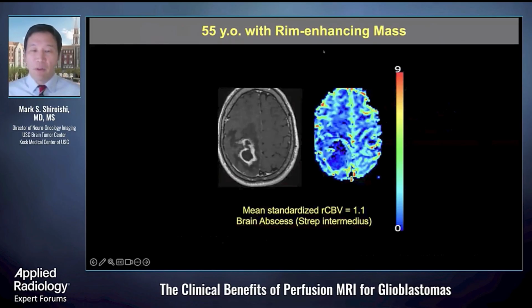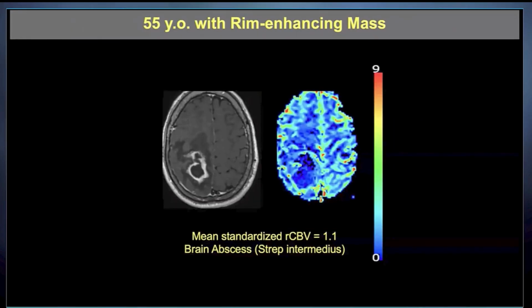There was a 55-year-old man who had presented with this rim-enhancing mass. And as you can see on the contrast-enhanced images on the left, the rim enhancement is quite thick and irregular looking, as opposed to what you might see with a more classical abscess, which would be much more well circumscribed and thin. And so there was a concern that this could potentially be a high-grade tumor.